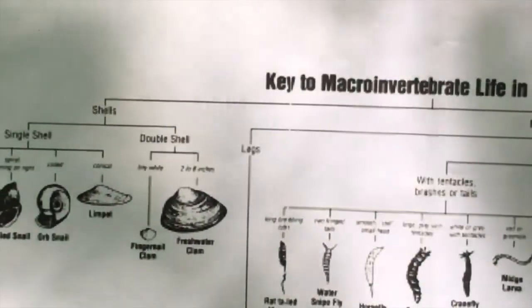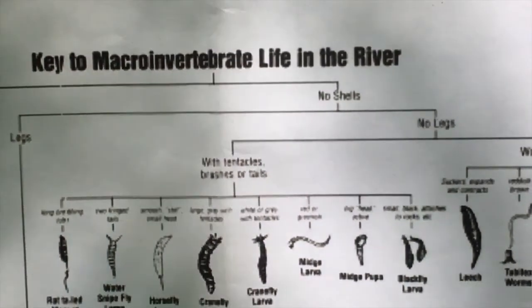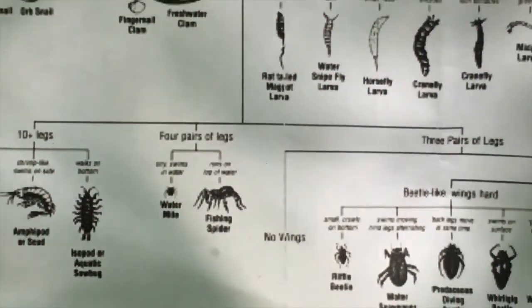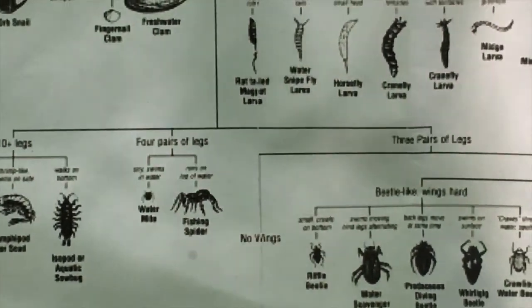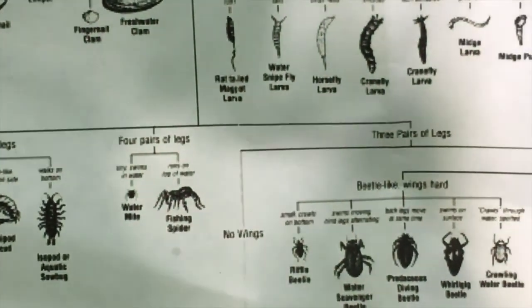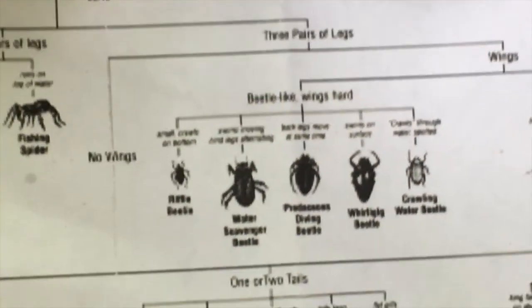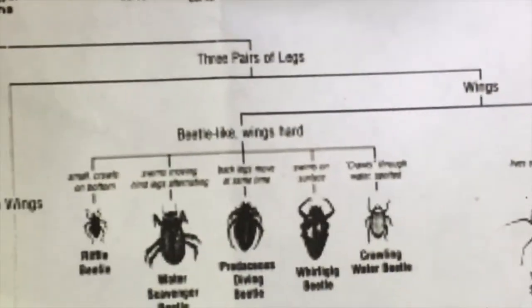We can look that it doesn't have a shell, so we want to be on this side of the chart. We also had legs, so we're going to go down here. The next question is how many legs it had. 4 pairs of legs, 10 pairs of legs, 3 pairs of legs. Well, we saw 4 legs, so I'm guessing we must have just missed some. The wind's just blowing on us. I'm guessing that we just missed a pair, because if you look there, we've got 3 pairs of legs.